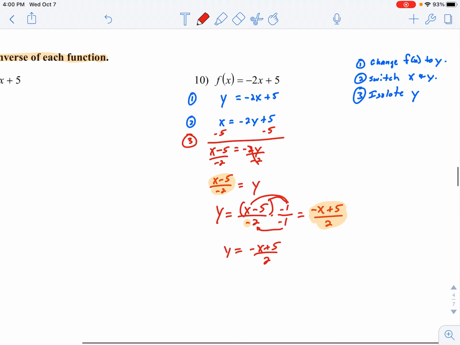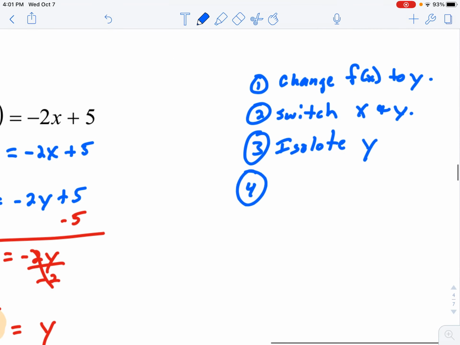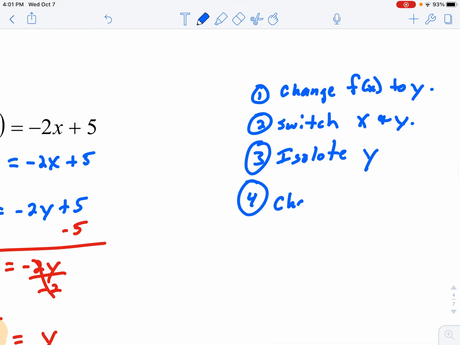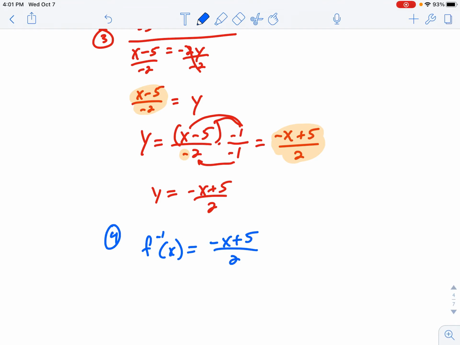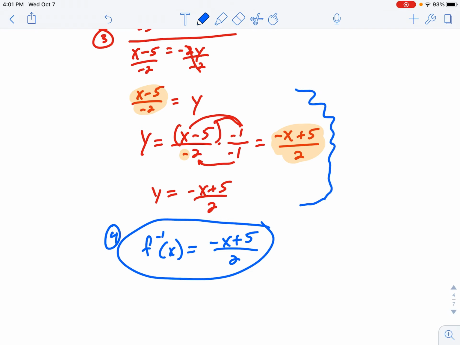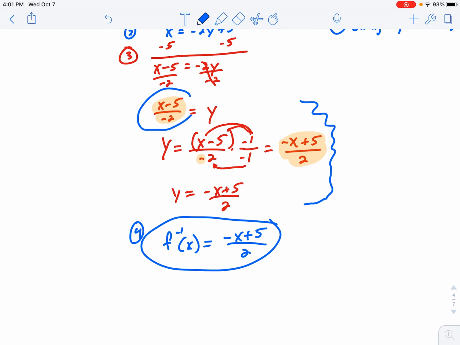All right, anyway, step 4, I'll switch back to blue. Step 4 basically reverses step 1. You're going to change y to, now not f of x, but f inverse of x. So your final answer comes in step 4, f inverse of x equals negative x plus 5 over 2. Now, this little bit that I did here may not have been relevant in this problem. It's possible the final answer actually looks like that.